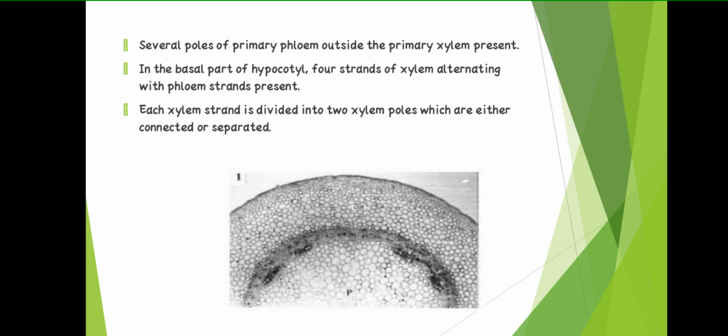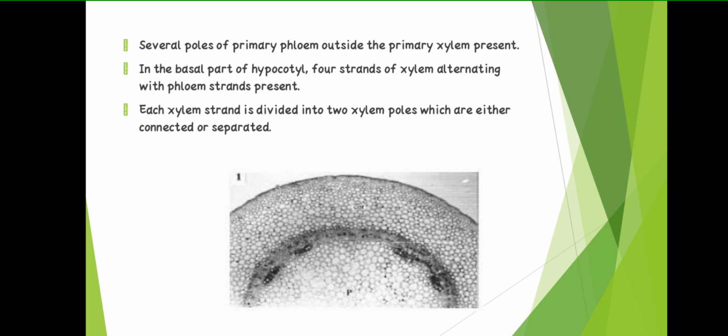Several poles of primary phloem are seen outside the primary xylem in the anatomy of this plant. In the basal part of the hypocotyl, 4 strands of xylem are seen alternating with the phloem strands, and each xylem strand is divided into 2 xylem poles which are either connected or separated.